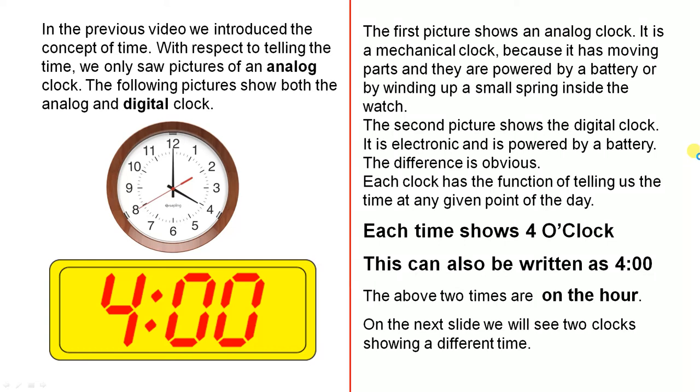The difference is obvious. Each clock has the function of telling us the time at any given point of the day. Each time shows 4 o'clock. This can also be written as a 4 with a colon and 2 zeros. That's the digital way of writing it. The above two times are on the hour. Whenever you say o'clock, that means on the hour. On the next slide we will see two clocks showing a different time.